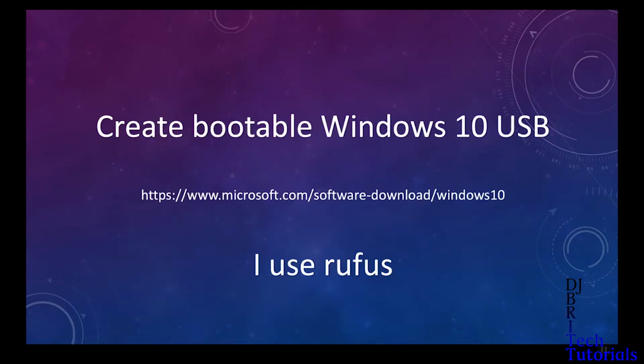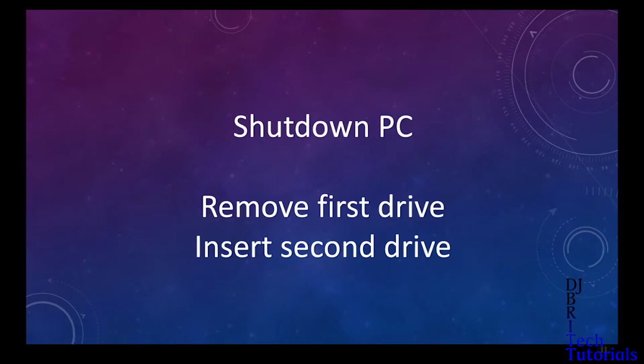Okay, then we're going to create a Windows 10 bootable USB. You can download that from Microsoft.com, and I like a tool called Rufus. It's very straightforward. In the Rufus install, there's a BIOS, CSM-UEFI bootable option. Just use that. Install the ISO that you downloaded from Microsoft to that USB.